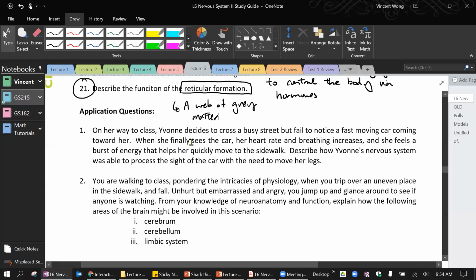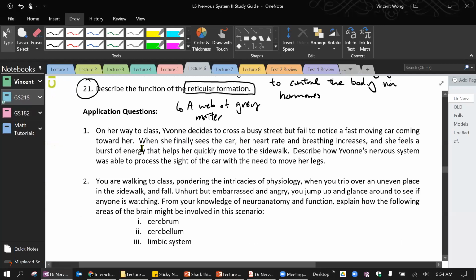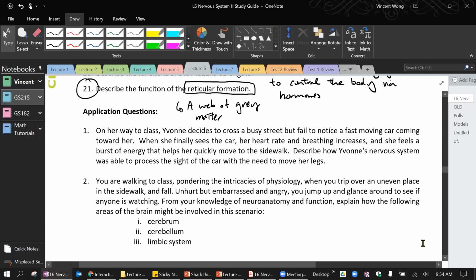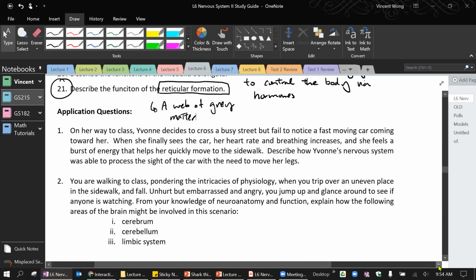Okay, let's take a look at these application questions. On her way to class, Yvonne decides to cross a busy street but fails to notice a fast-moving car coming towards her. When she finally sees the car, her heart rate and breathing rate increase, and she feels a burst of energy that helps her quickly move to the sidewalk. Describe how Yvonne's nervous system was able to process the sight of the car with the need to move her legs. This is very simple and straightforward, so I'm just going to talk about it.